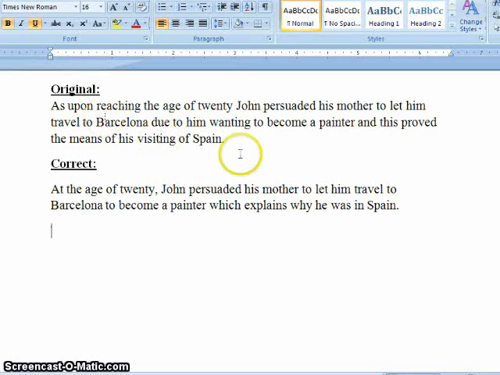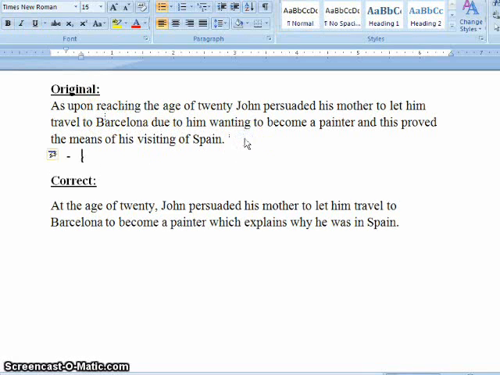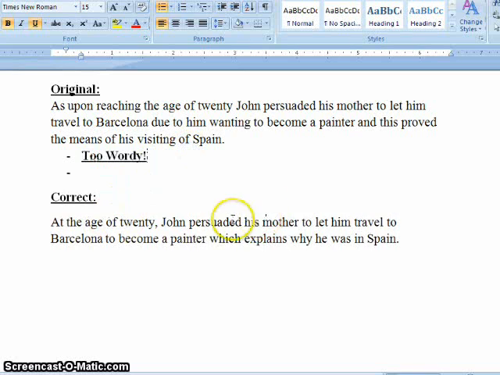Here's the fifth sentence. At the age of 20, John persuaded his mother to let him travel to Barcelona to become a painter, which explains why he was in Spain. The original sentence doesn't make any sense at all. The original sentence is much too wordy. It's too hard to figure out what pieces need to go where. In the corrected sentence, everything is put concisely in order. That way the reader can easily make sense of the paragraph without having to revisit it.